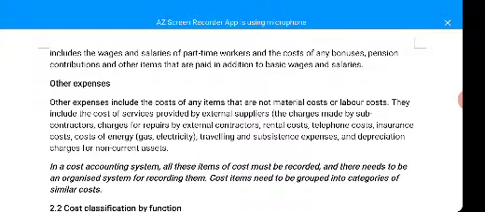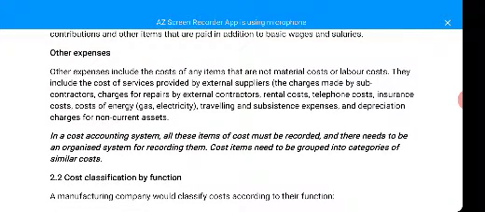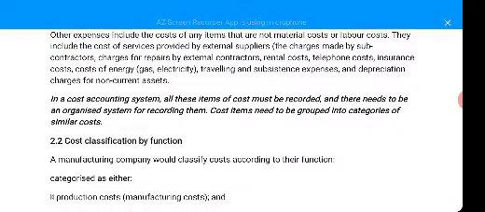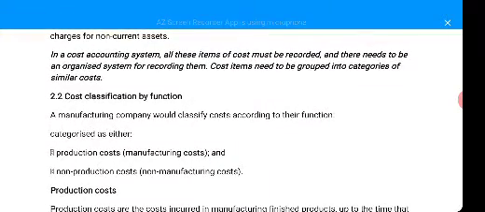The charge made by subcontractors, charges for repairs by external contractors, rental costs, telephone costs, insurance costs, cost of energy, which is gas or electricity, traveling and subsistence expenses, and depreciation charge for non-current assets. In any cost accounting system, all these items of course must be recorded, and there needs to be an organized system for recording them. Cost items need to be grouped into categories of similar costs.